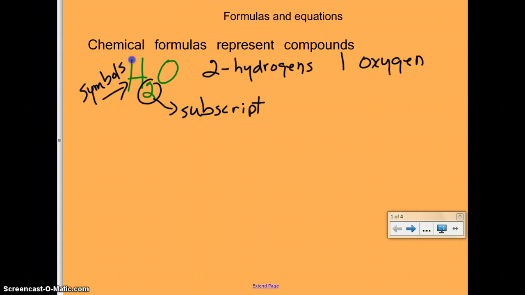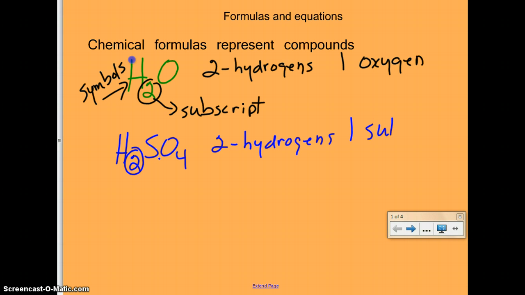You'll notice that there's no subscript next to the O. That always means there's simply 1. Let's look at another example. H2SO4. In this compound, this subscript tells me I have 2 hydrogens. The blank here tells me I have 1 sulfur, and then the 4 here tells me I have 4 oxygens.